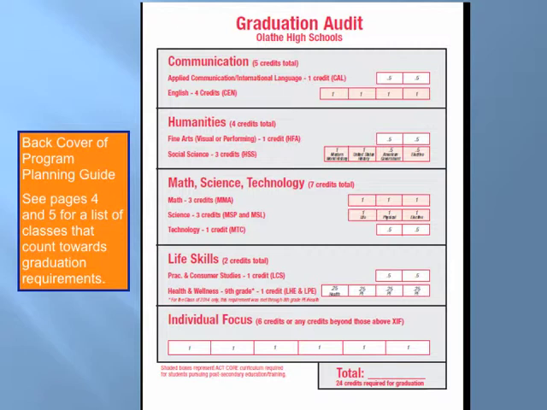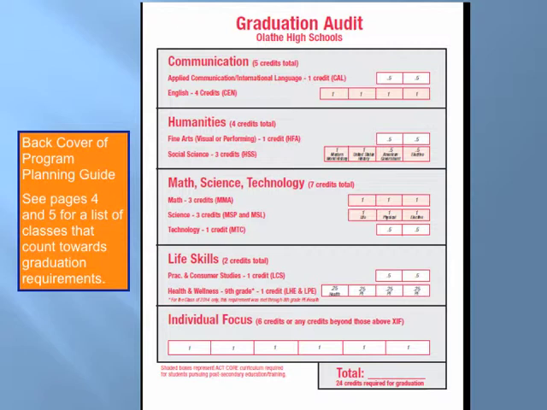In the communication category, students must complete 5 credits. 1 credit is required for Applied Communication International Language. This could be an international language course for 1 full credit, sign language, acting, speech, or any number of other courses listed on the first 2 columns on page 4. 4 credits are required for English, 1 year of each in high school. On your enrollment worksheet, you will find the options that are available for your grade level. English or language arts classes are listed in the program planning guide on pages 24 and 25.